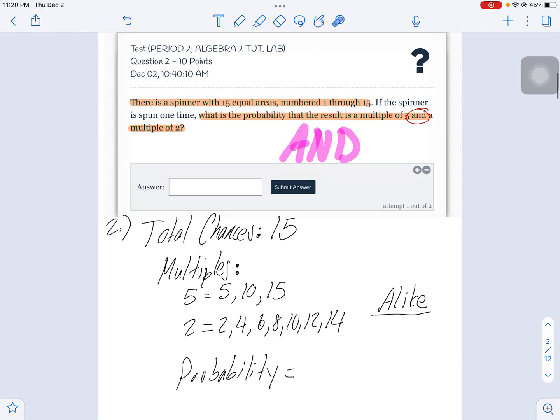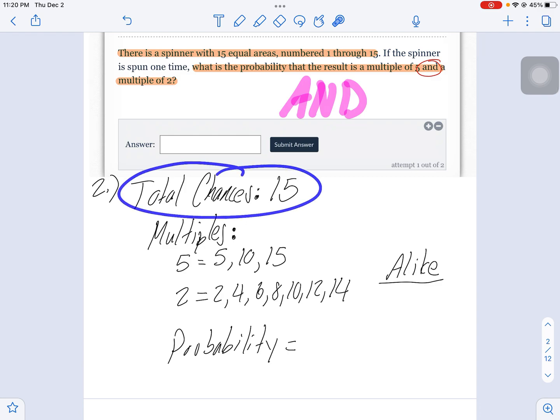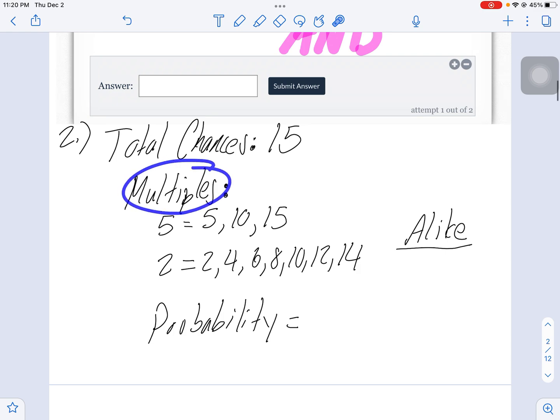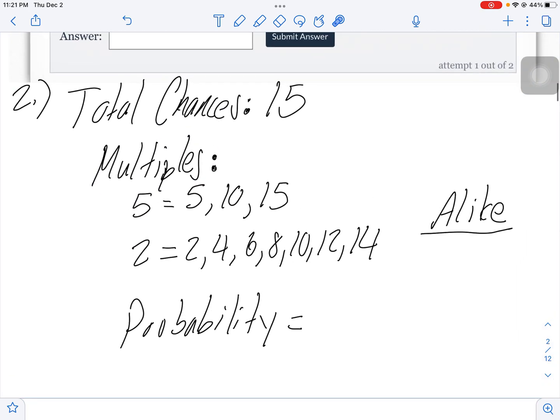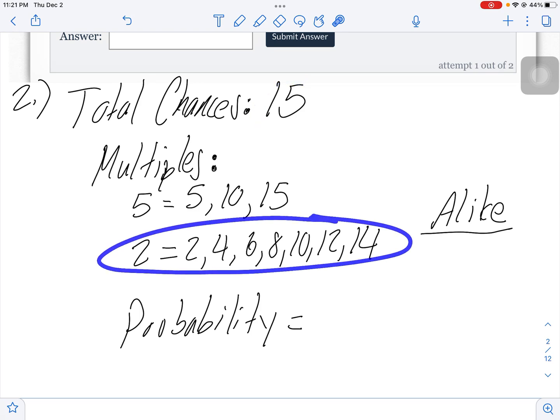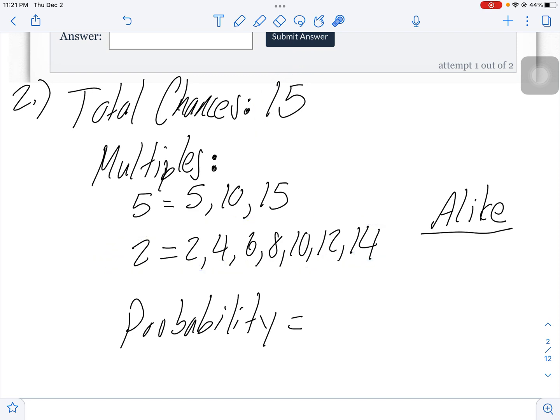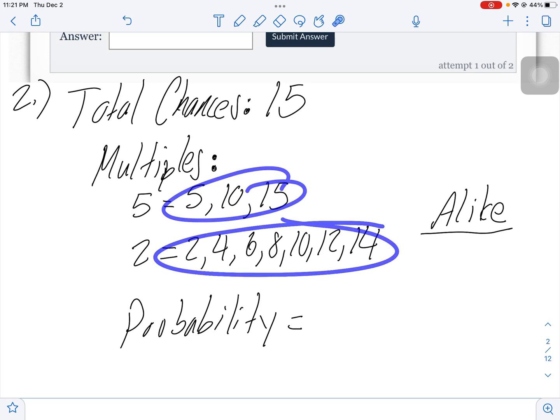So once again, we see that the total number of chances is 15 because there are 15 equal areas in the spinner. Our multiples of 5 and 2. So our multiples of 5 are 5, 10, 15. Once again, be sure not to go past 15. And our multiples of 2 are 2, 4, 6, 8, 10, 12, 14. Not passing 15. So what number do they have alike, right? What number is on both lists?